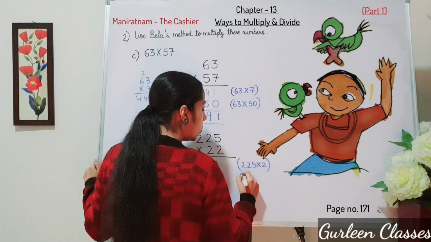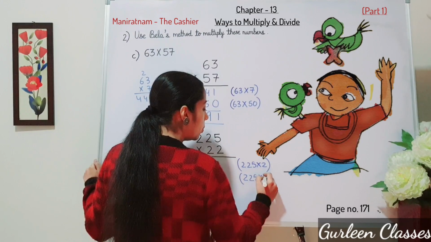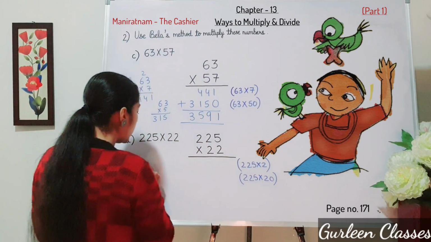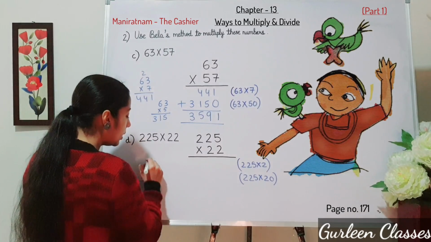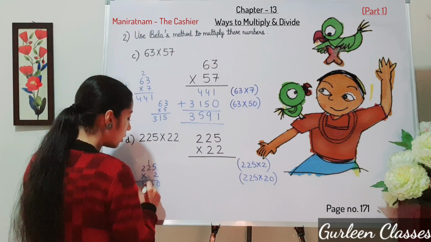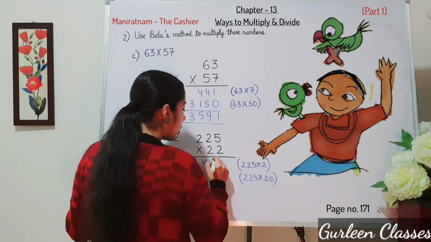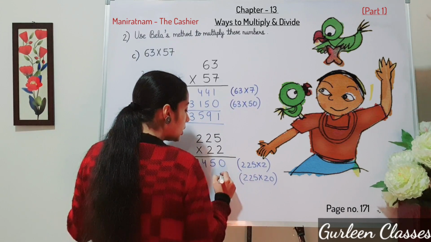Second we will break 225 into 20. So 225 into 2, let us multiply. 5 2s are 10, 2 2s are 4, 5, 2 2s are 4. Answer is 450. So now 0 will come.